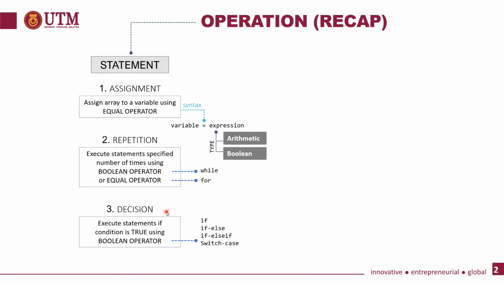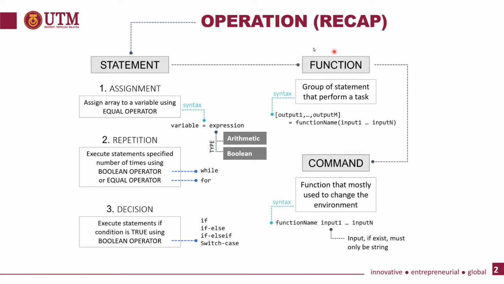And the third one is a decision. Decision is to execute statements: if, else if, and also the switch case. This decision is used to come out with a decision for a situation. Later on when you are given a problem, you will have some decision, which is the answer that you will produce. In order for you to get that answer, you must have a specific condition. Where does the answer come from? What is the situation when the answer is executed? And then of course you will have a function, which is a set of statements, and lastly you will have a command.